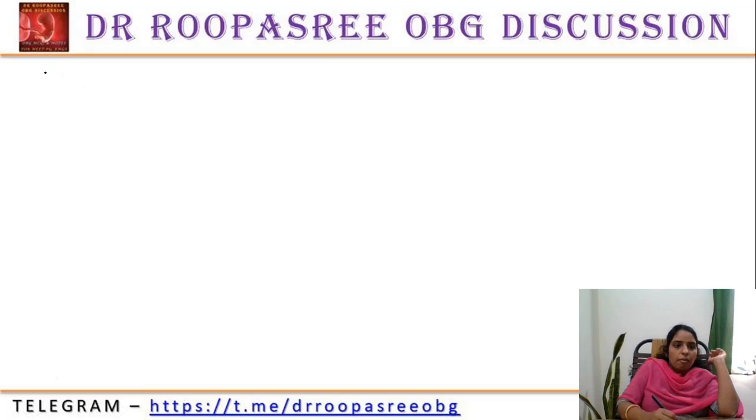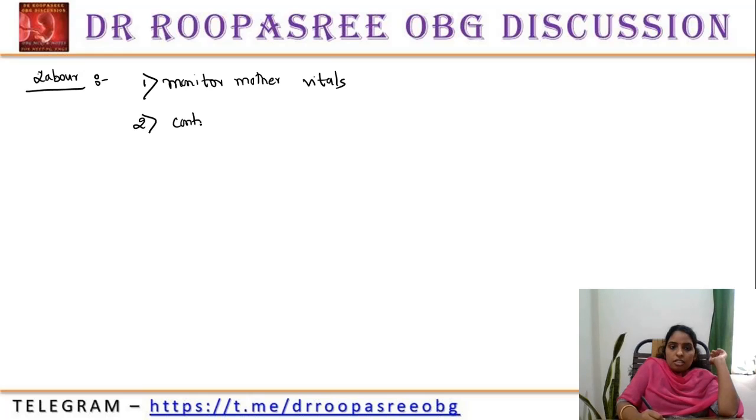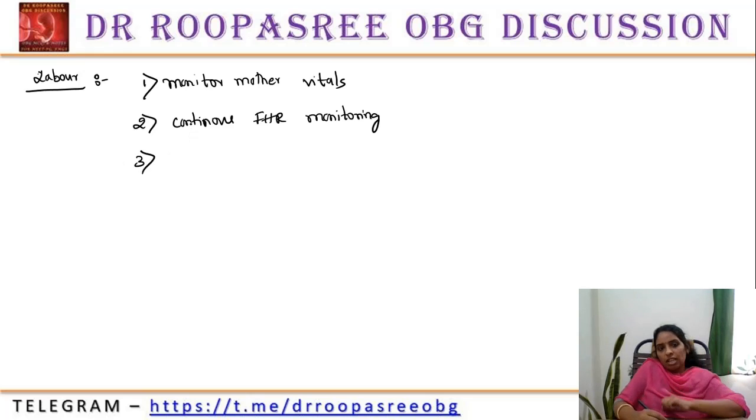Next, during labor. During labor, what are the important points? First one, monitor mother vitals and continuous fetal heart rate monitoring. In stage 1, you have to monitor the vitals of the mother and continuous fetal heart rate monitoring in stage 1.